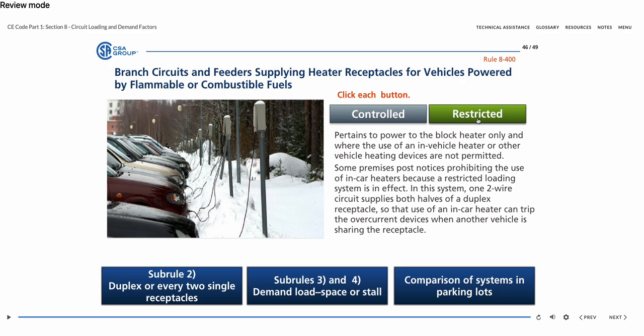Rule 8-400 also provides the requirements for branch circuits and feeders supplying heater receptacles in parking lots. This rule does not apply, however, to 1 or 2 outdoor or garage receptacles associated with a single dwelling because they are covered by the basic demand for the single dwelling.